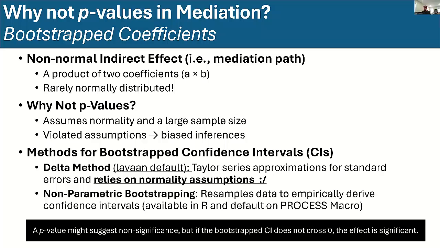Lavaan uses the delta method. This is where lavaan is not great for mediation. By default, it'll rely on normality assumptions. So we're going to use the SEM helping hands package to get those non-parametric bootstrapped confidence intervals, which is the default in the PROCESS macro. But we'll show you that side by side here. So the p-value, when you're looking at your indirect effect, might suggest that it's non-significant, but we're not trusting those p-values at all. The assumptions are violated. We're going to look at the bootstrapped confidence intervals, and if they do not cross 0, we infer that the effect is statistically significant.